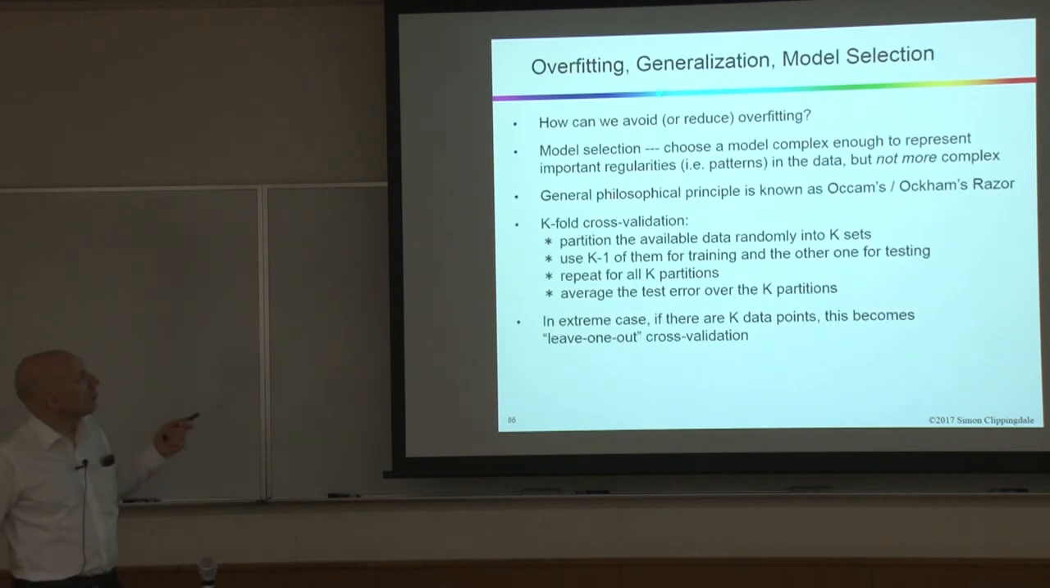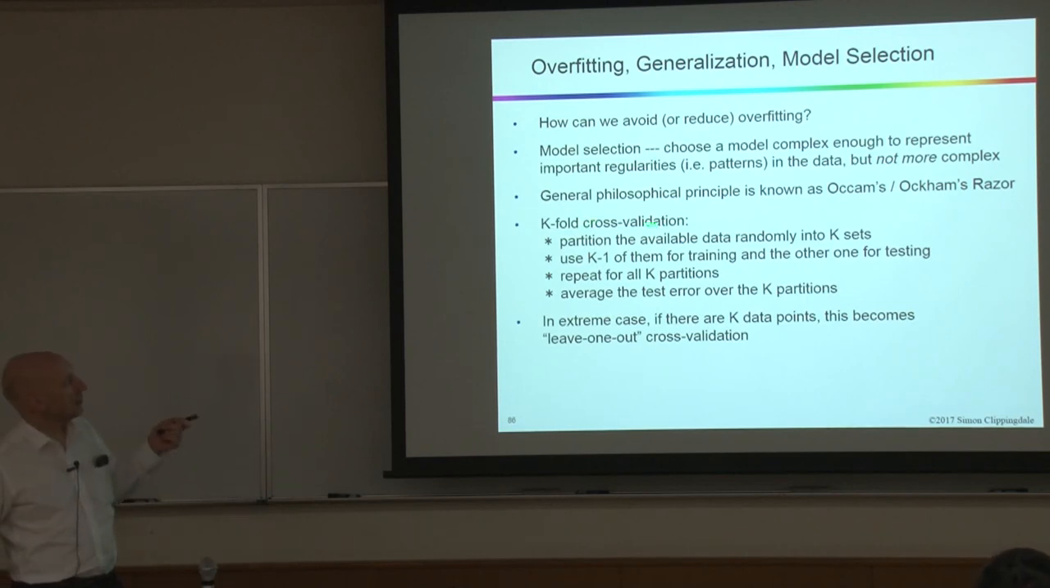So ways of reducing overfitting are, first of all, you need to choose a model that is complex enough to represent regularities, that's to say the probability distribution of the data, but not more complex. Because if you try and make the model too complex, you end up overfitting. This is an example of a general philosophical principle known as Occam's razor. Essentially, explanations or hypotheses should be as complex as necessary, but no more complex.